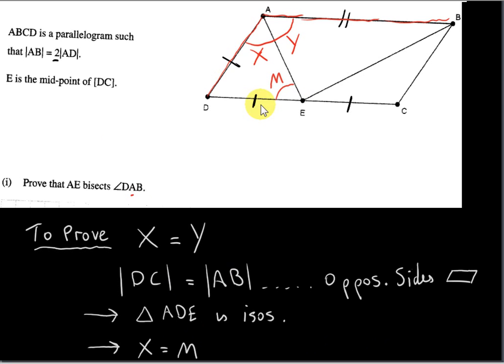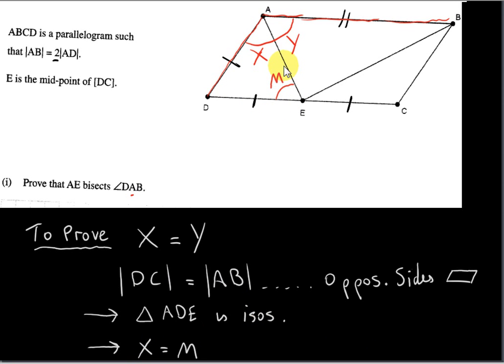So now we see that if these 2 lengths are the same, then this triangle, that is triangle ADE, is an isosceles triangle. And if it's an isosceles triangle, then 2 sides of it are the same. The 2 sides that are the same are opposite the 2 equal angles. So these 2 sides are opposite these 2 angles. So these 2 angles must be the same. I'm calling this angle M. So X must equal M.